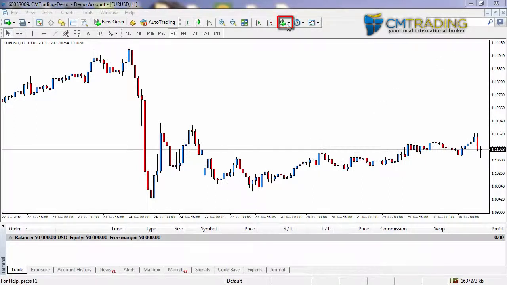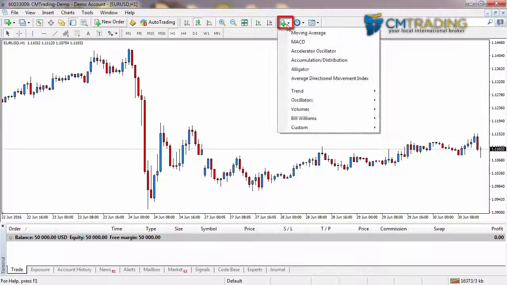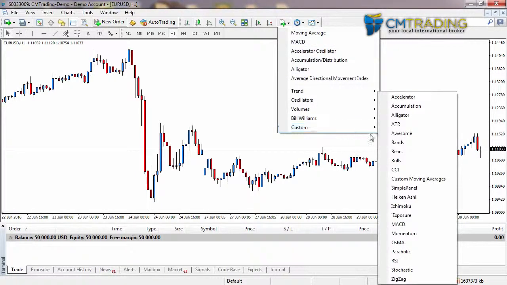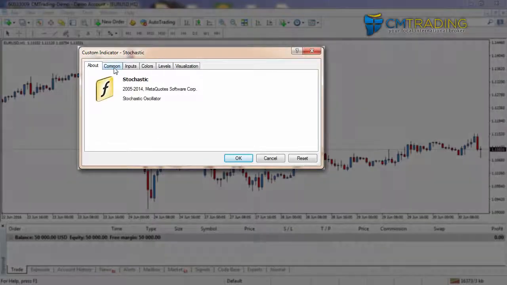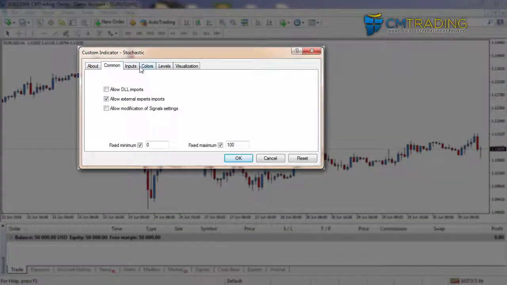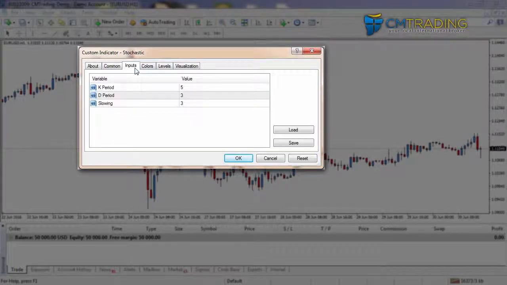So we're going to move on over to the indicators list. We're going to go to custom, and towards the bottom, you'll see stochastic. We can have a look at about, go to common, we don't need to change that, and we look at inputs. Now inputs is where we're going to be setting the period. I'm going to increase this K period to 14. The K period is the most important setting when looking at stochastics.